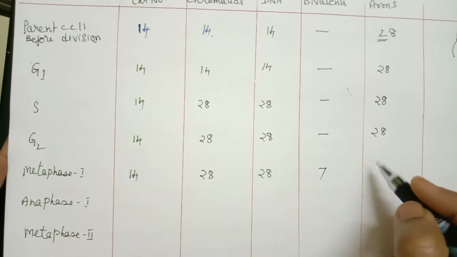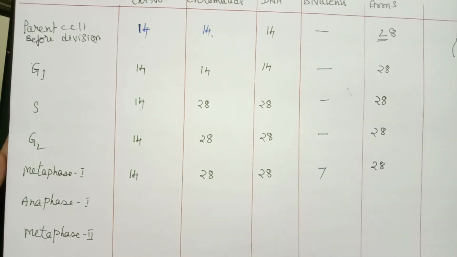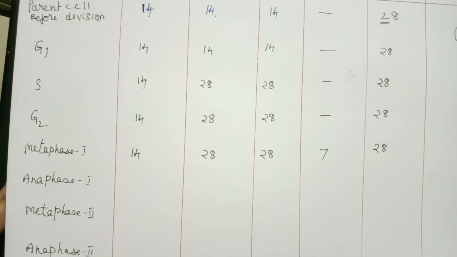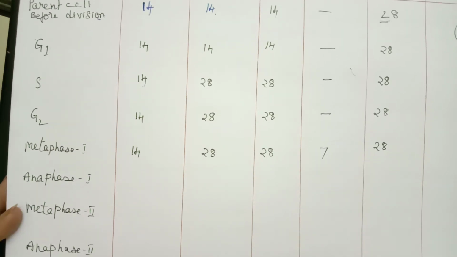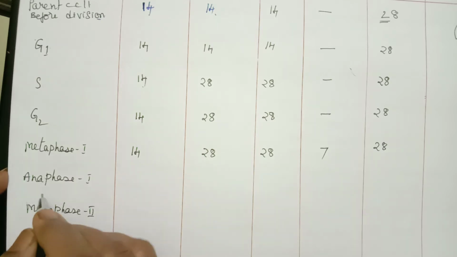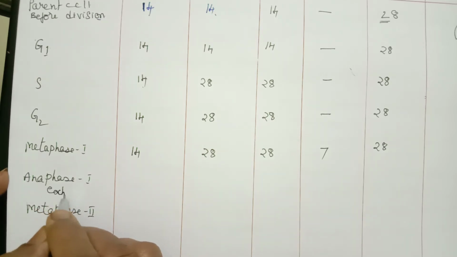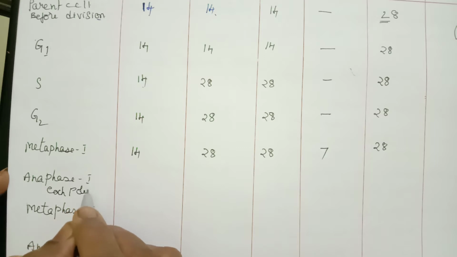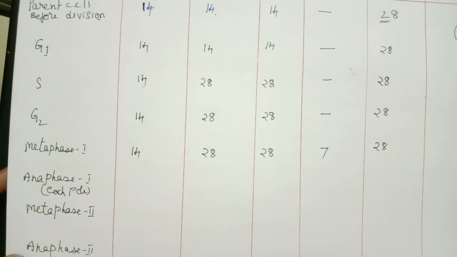And the number of arms will remain the same depending on the chromosome number. Now let us take anaphase 1. Anaphase 1 we will consider at each pole, because in anaphase 1 there is separation of homologous chromosomes. So let us consider at each pole.